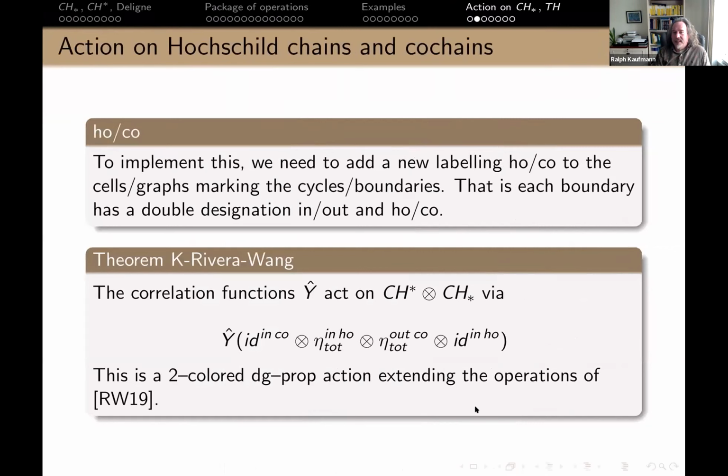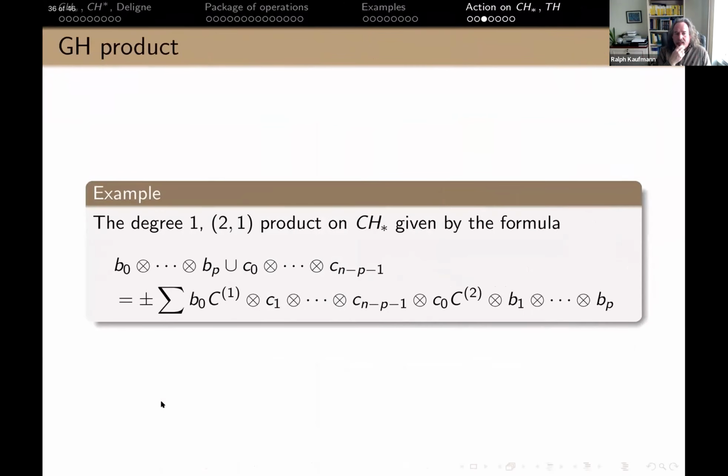And so then you can do both at the same time, so that you have to designate your boundaries not only as in and out, but as homological or cohomological. That gives you a 2-coloring. And then you can apply the same universal formula for correlation functions, except that you should put ones in the inputs that are homology type and ones in the outputs that are cohomology type. And now you get a 2-colored prop action extending the operations that Rivera and Wang found for this double complex, for this Tate-Hochschild complex. They found very nice operations that are mixed operations.